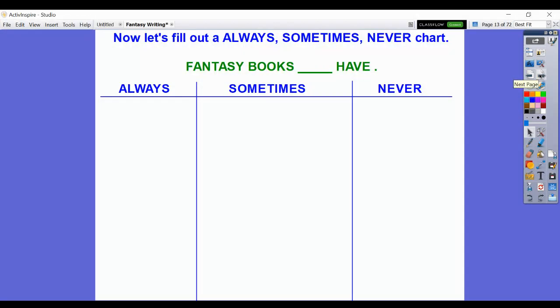So take out your writer's notebook, and once you have it out, I would like you to put this video on pause and copy down this chart of what fantasy contains: always, sometimes, as well as never. Before I flip to the next page, and after you have this video on pause, I would like you to ask yourself, what are some of the elements that fantasy always has, sometimes has, as well as never has? After you ask yourself this question, jot down what you know about fantasy.